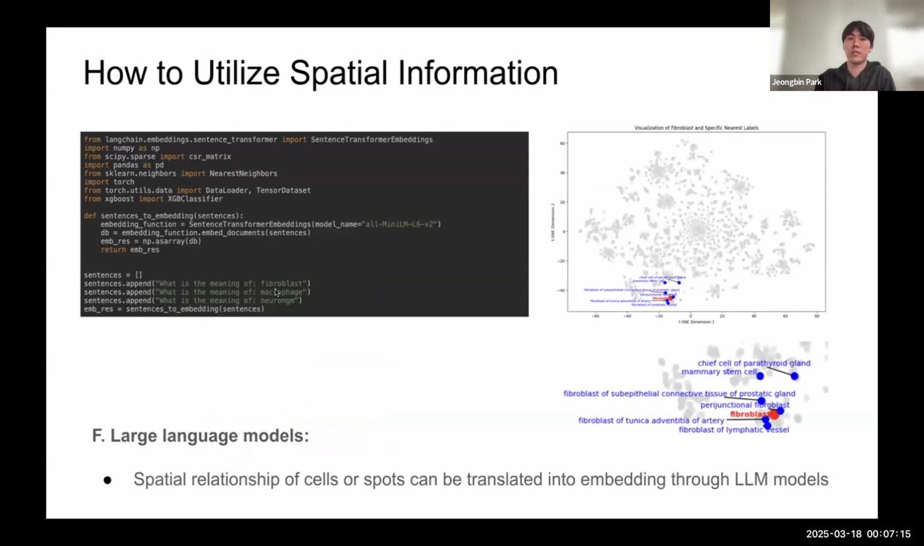For example, here I inputted fibroblasts, macrophage, and neural. A lot of cell types are input into the large language model, and I visualized the embedding extracted from the input. That type of input sentence can be translated into 384 dimension vectors by using this type of model. And by using those high dimensional embedding vectors, we can visualize them in a 2D projection by using t-SNE or UMAP. And as you can see right now, the fibroblast is surrounded by other fibroblast cells, like fibroblast cell, subepithelial connective tissue, prostate gland, something like that.